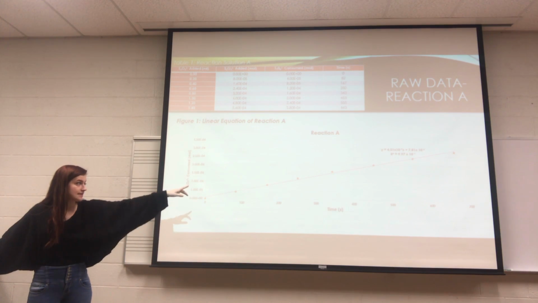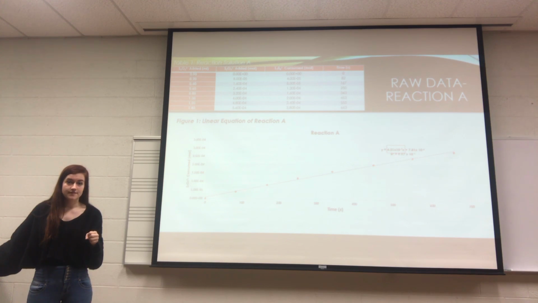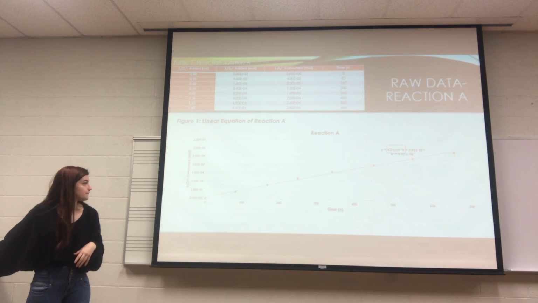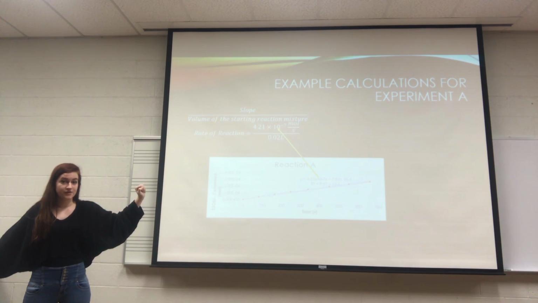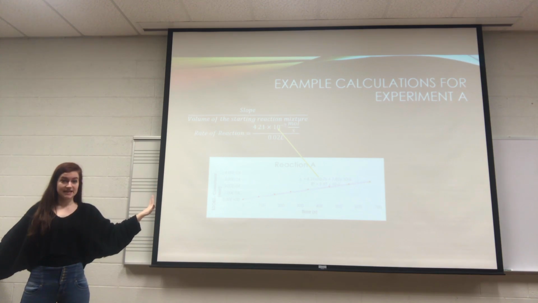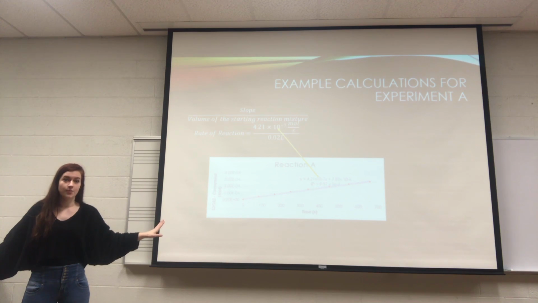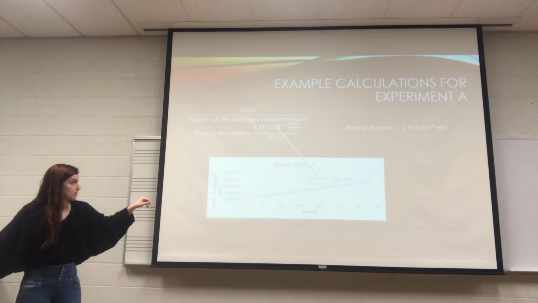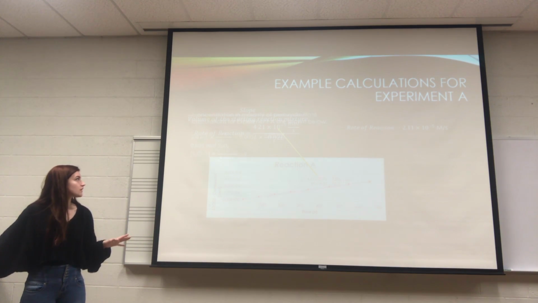So you can see I circled the slope, and that's what we're going to be plugging into our equation. So we put the slope over the volume of the starting reaction mixture, which we got from the lab manual, and we end up with 4.21 times 10 to the negative 7th moles per second divided by 0.02 liters. And we end up with a rate of reaction of 2.11 times 10 to the negative 5th molarity per second.